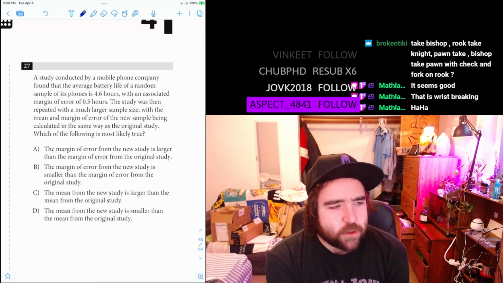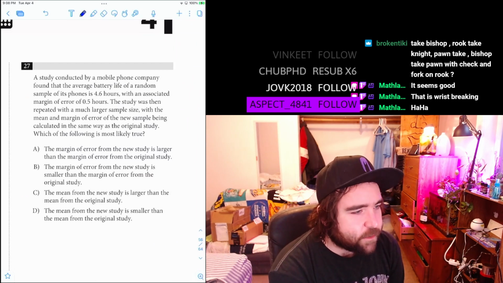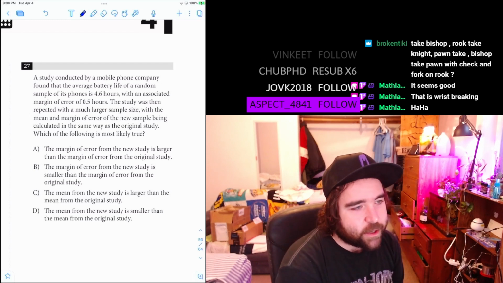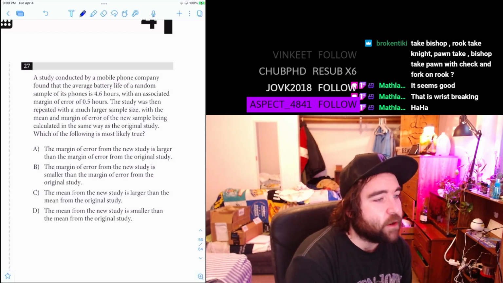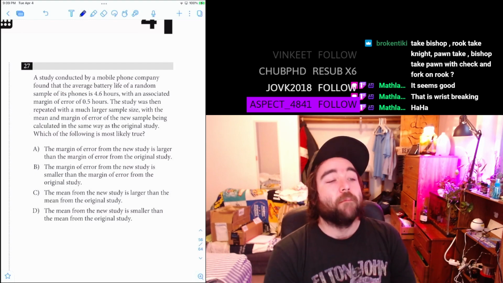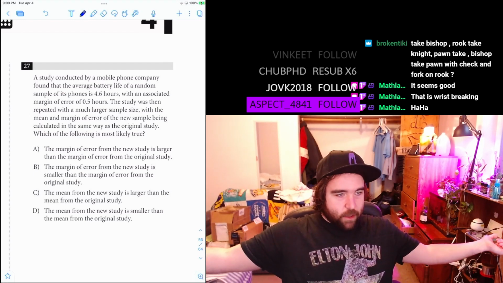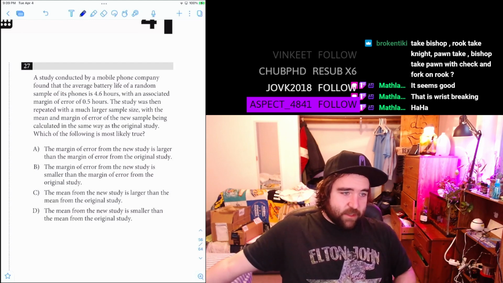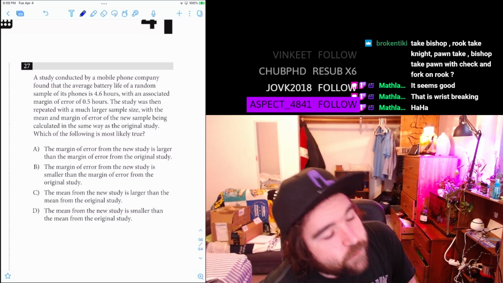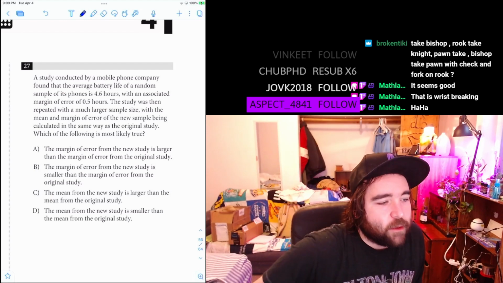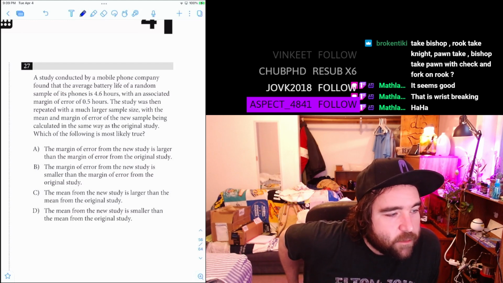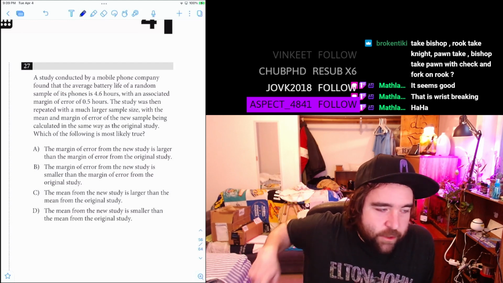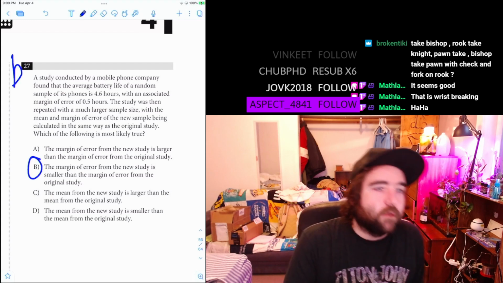All right, here. So I think this is the thing we talked about yesterday. The bigger the sample size, the less your margin of error. A study conducted by a mobile phone company found the average battery life of a random sample of its phones is 4.6 hours, with an associated margin of error of 0.5 hours. The study was then repeated with a much larger sample size. Will the mean and the margin of error of the new sample be calculated the same way? So the mean should be the same, theoretically. It'll be a little bit different, maybe. But the mean should roughly be the same. The margin of error should be a lot less, since we have a bigger sample size. So the margin of error of the new study is smaller than the margin of error from the original study. Absolutely. B.